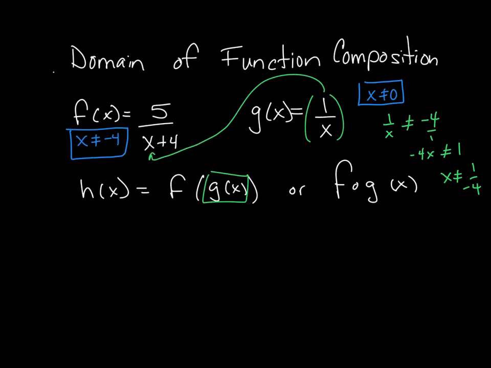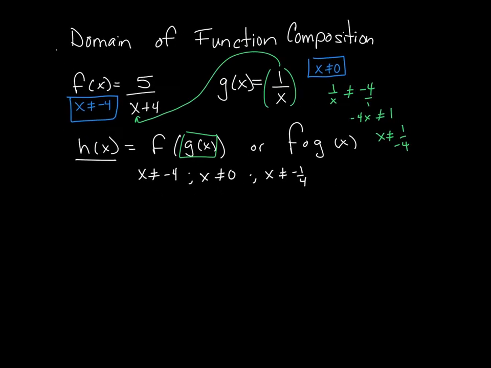All right, so now that the domain of f of g of x has been handled, we know that the domain here for h of x can be everything but x cannot equal -4, x cannot equal 0, and x cannot equal -1/4. So let's go ahead and find out what h of x equals.